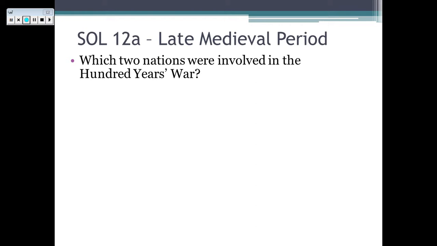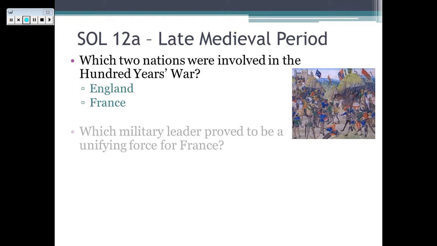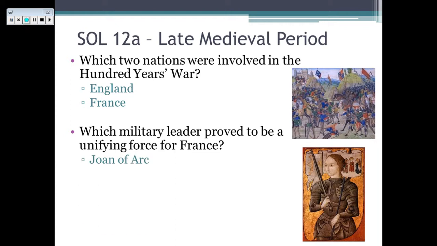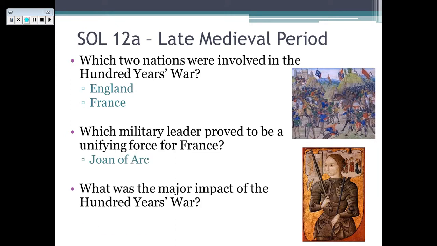Which two nations were involved in the Hundred Years' War? The answer there is England and France. And a military leader who proved to be a unifying force for France was Joan of Arc. And the major impact of the Hundred Years' War was it defined England and France as nations. We started to see a rise of nationalism in the two countries.